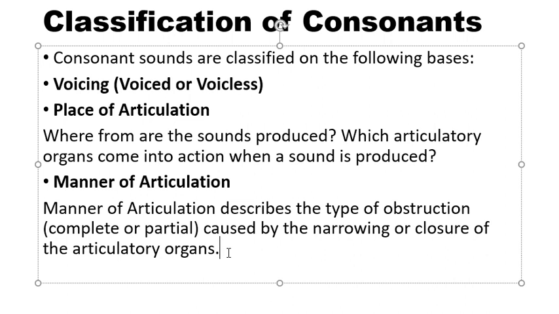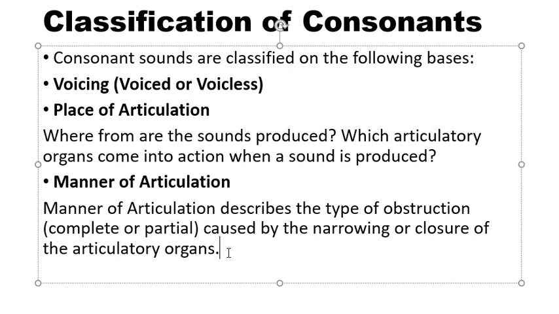If we talk about voicing, there are two types: voiced or voiceless sounds. And if we talk about place of articulation, let me give you an example. For example, bilabial sounds. Bilabial sounds are those in the production of which both the lips are involved. Therefore, they are called bilabial. Then the manner of articulation.